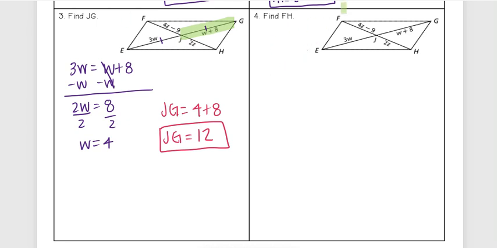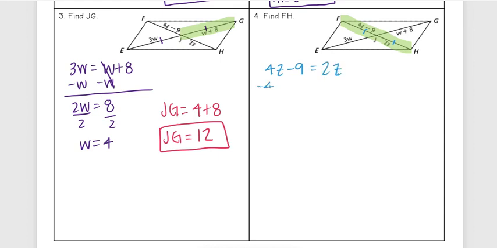Okay, and then for number 4, it's a little bit different. I want to find FH, so I'm looking for this entire diagonal length. So now for this one, I'm still going to go through that same process. I know that the diagonals bisect each other, so I know these are equal. So I'll have 4z minus 9 is equal to 2z.